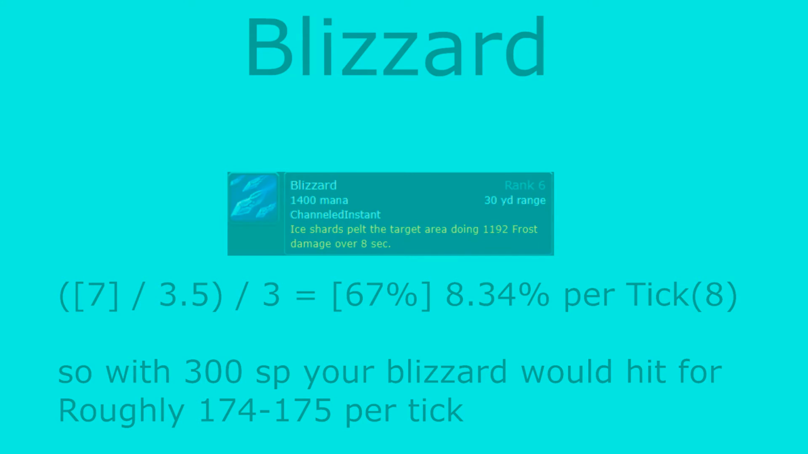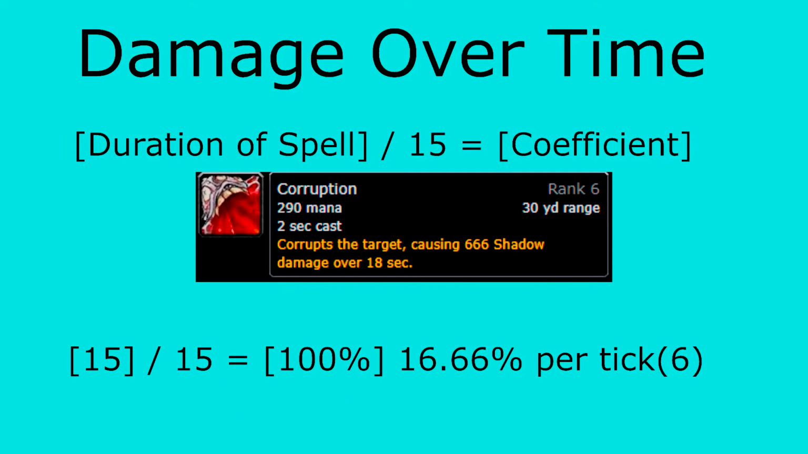The last type of coefficient that we're going to be going over is DoTs, or damage over time spells. These spells have a different formula, and to solve it, you just have to take the duration of the spell divided by 15, and you will have your coefficient. If the duration of the spell is over 15 seconds, then the coefficient is automatically 100%. This stands unless the spell has an additional effect, such as Siphon Life. If this is the case, then you just divide the coefficient in half, and then you have your coefficient for that spell.